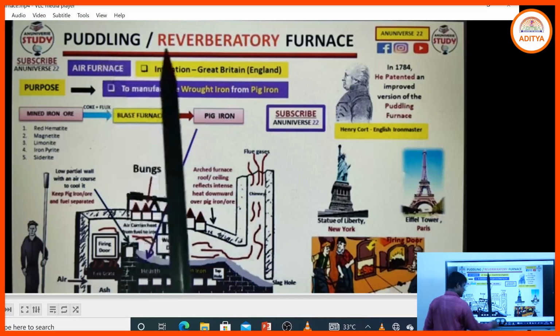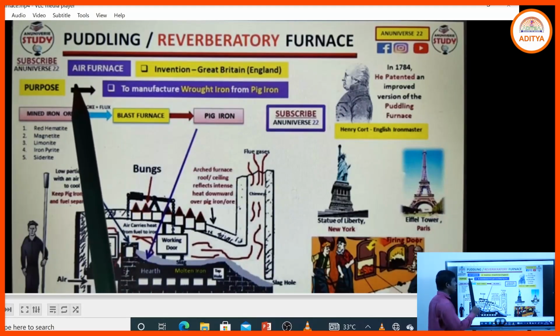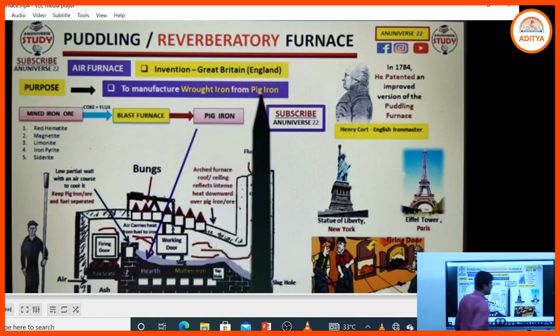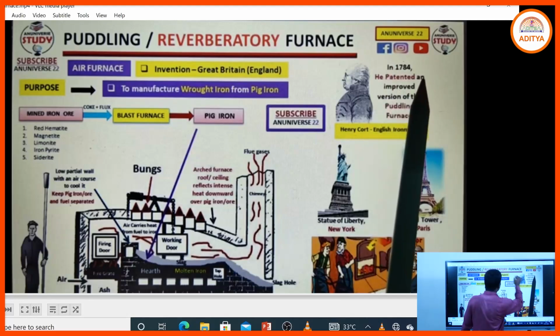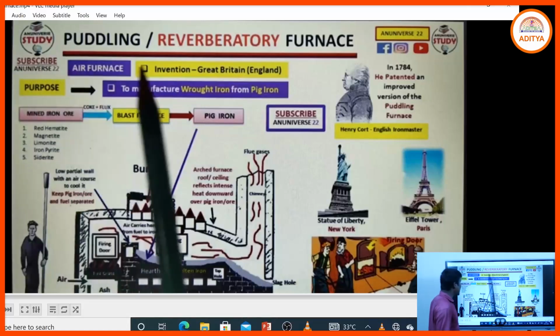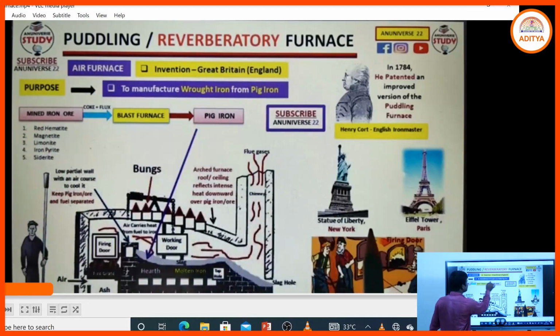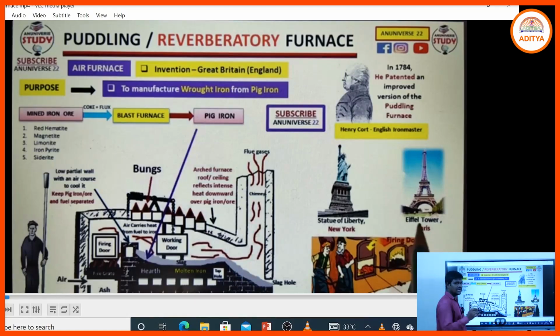In the case of the reverberating furnace, as we have seen in the picture, it is also called a puddling or reverberating furnace. In 1784, Henry Cort, an English ironmaster, patented that reverberating or puddling furnace. We use it to manufacture wrought iron from pig iron. Pig iron is a nearly pure metal, with iron content near about 99.999 percent.